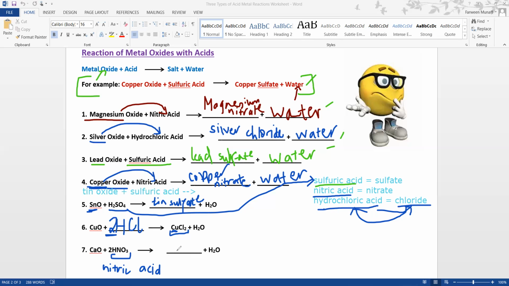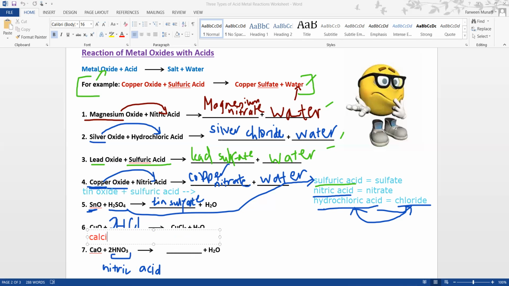So can anyone guess what's the name of the metal salt that's going to form here in the first blank? If you don't know the chemical equation, it's fine. You can just write the word for it. So we've got calcium as our metal. Let me write that down like this.